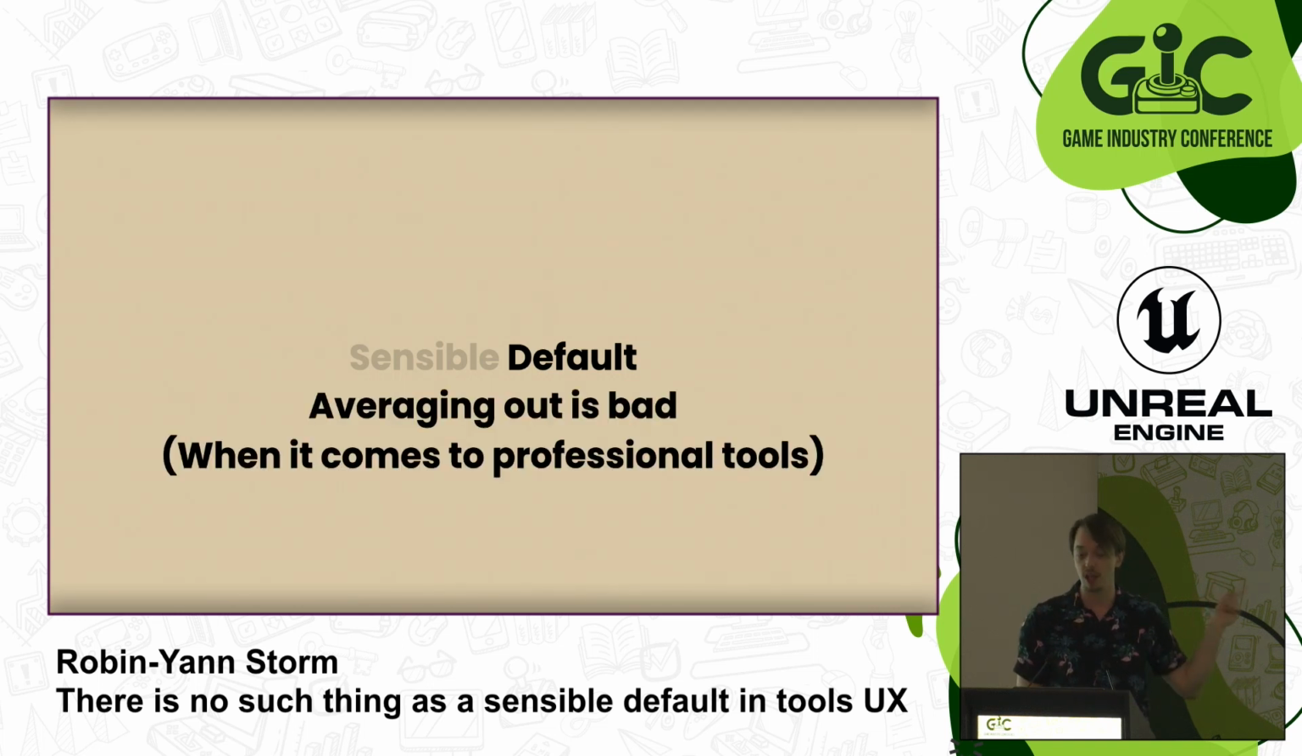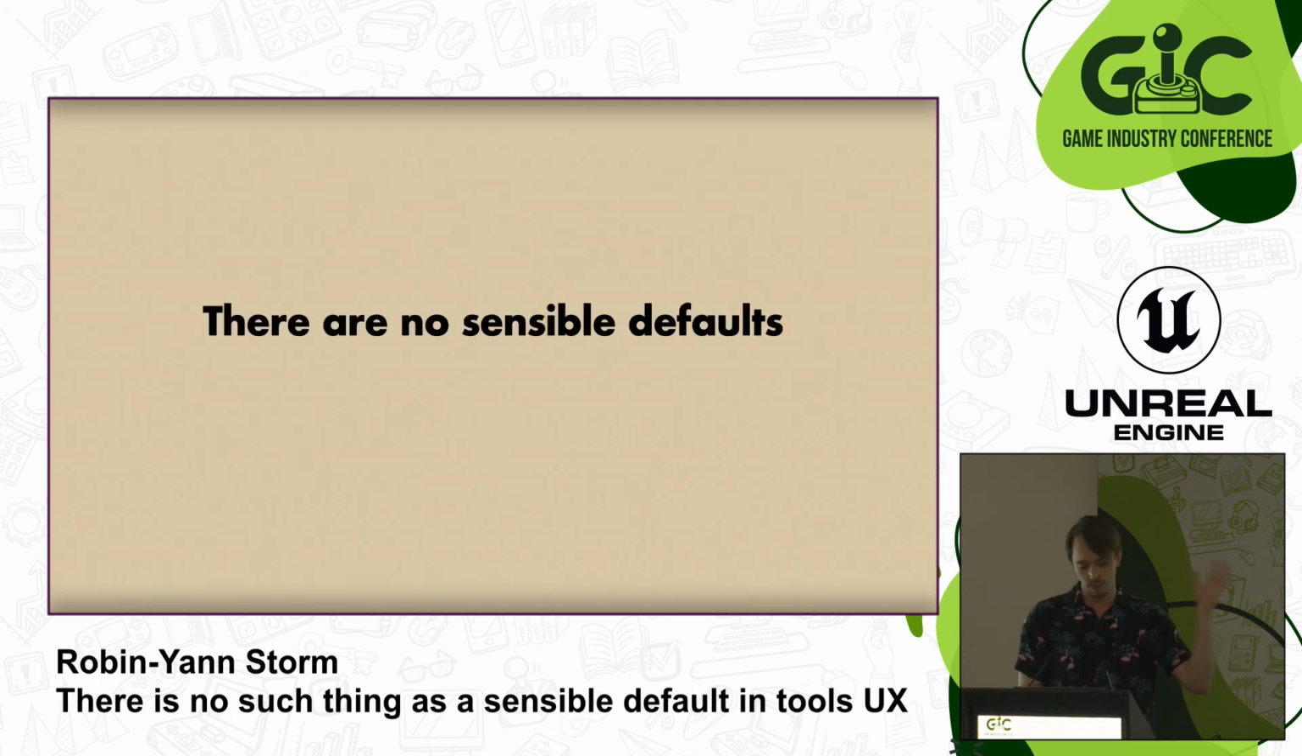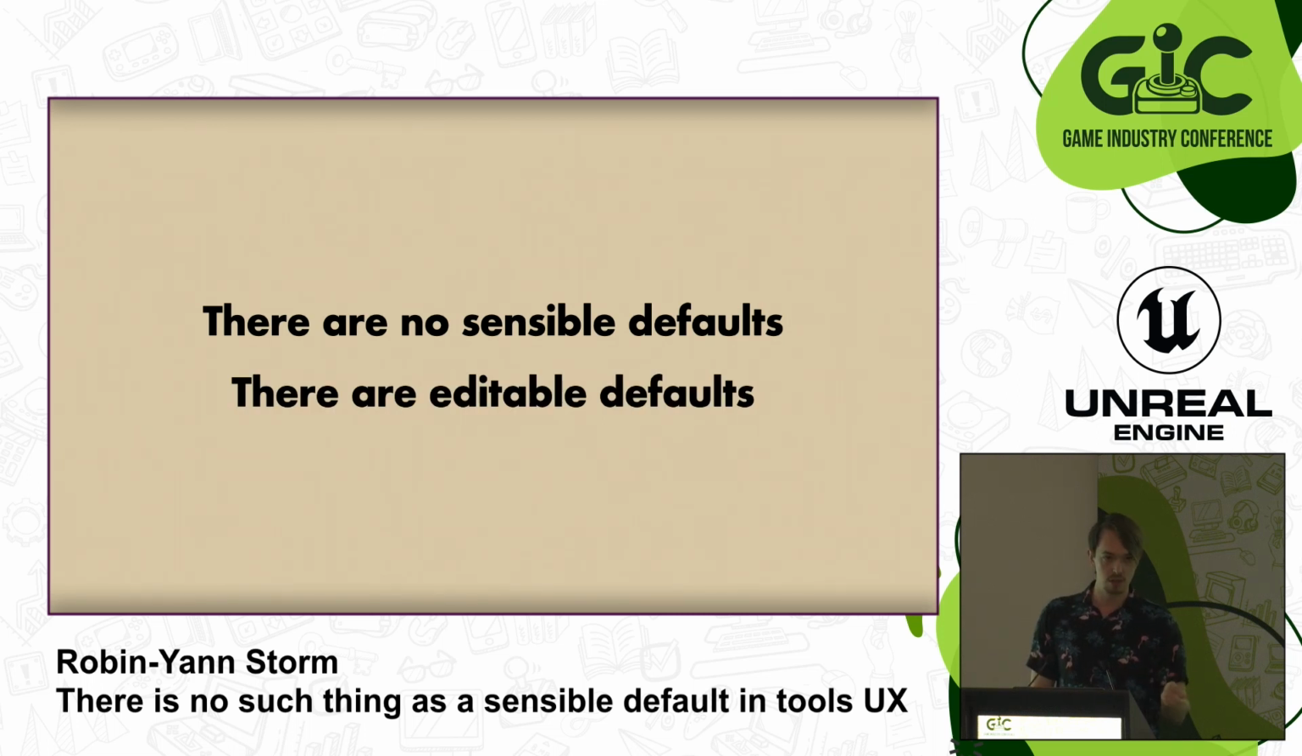Quick caveat when it comes to professional tools. If you make a quick app or a website for people to book flight tickets on, of course, you need to make it very simple and easy, and defaults are important. But if you have a professional tool, making these things adjustable is very, very important. So there are no sensible defaults. There are instead editable defaults. Think of the defaults as editable. What can a user change about these defaults?